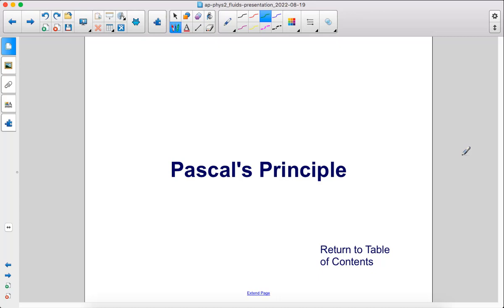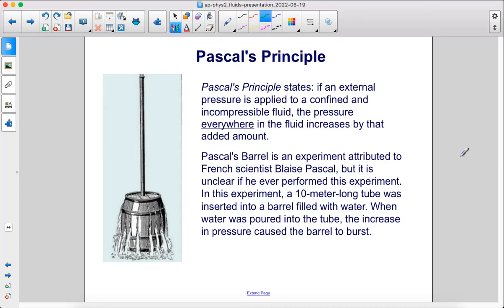Pascal's principle. Pascal's principle states that if an external pressure is applied to a confined and incompressible fluid, the pressure everywhere in the fluid increases by that added amount.